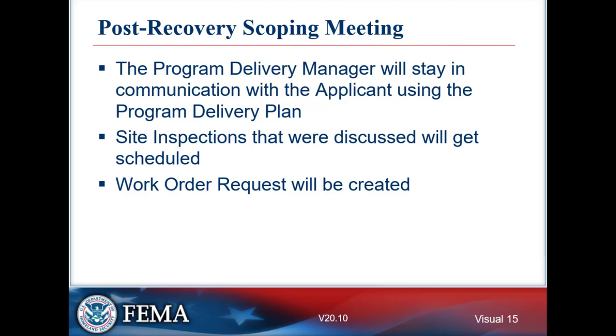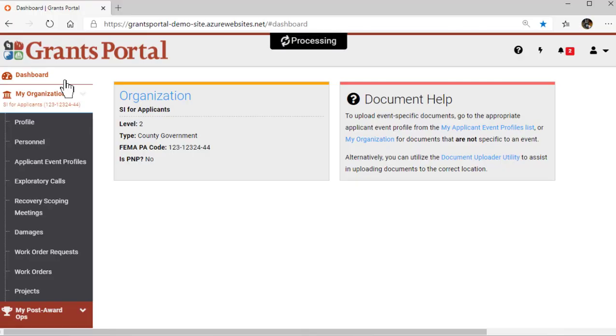Also, post RSM, your PDMG is going to go into the system and actually schedule your site inspections. So you can actually go into Grants Portal, like I said, and you can track all of when your site inspections are scheduled for. And then finally, your work order request will be created. And I'm actually going to show you how to make a work order request tile.